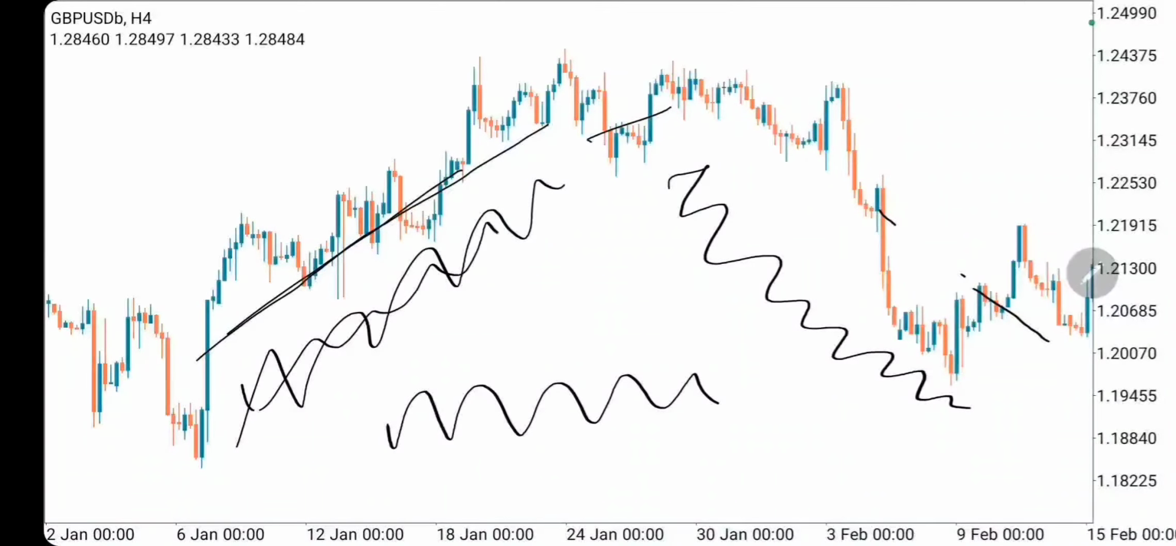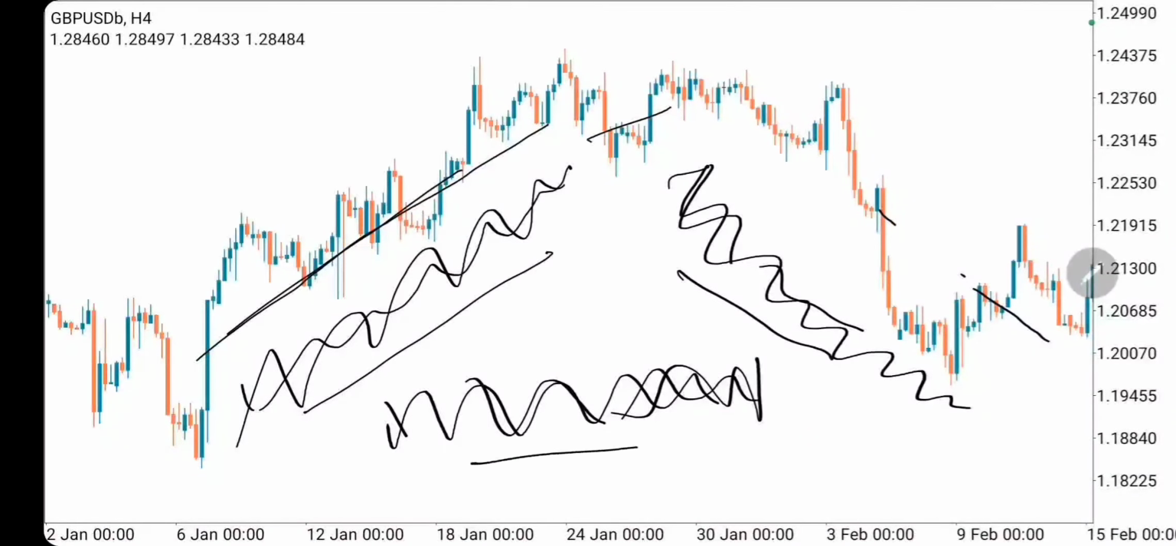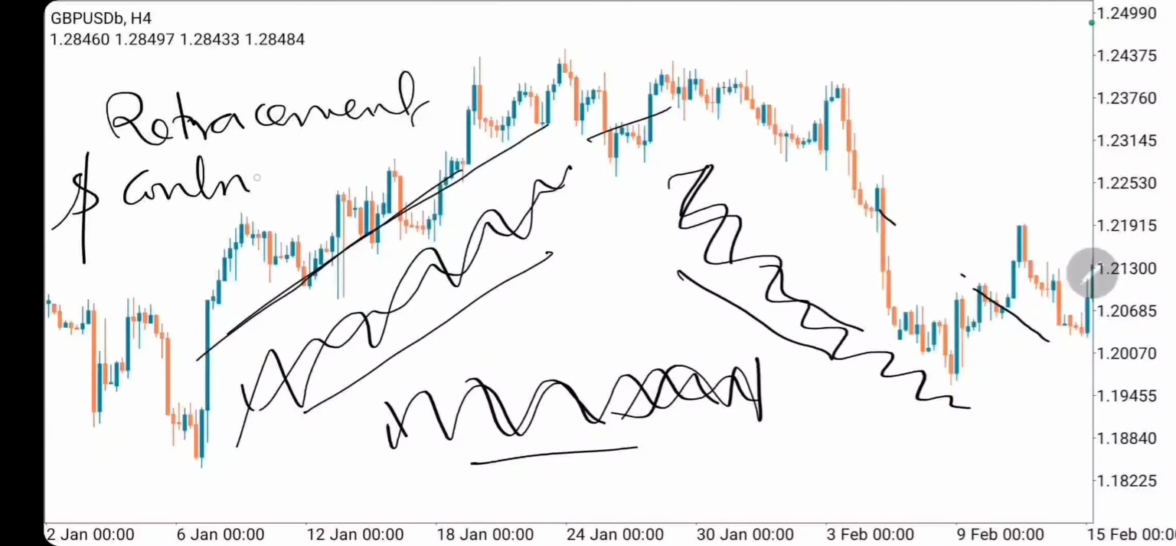The market can either be in a bullish phase, a bearish phase, or a consolidation phase. But the market is never moving in this form. There's always a retracement and a continuation. The market does what we call a retracement and continuation. So the market does not move in a straight line.